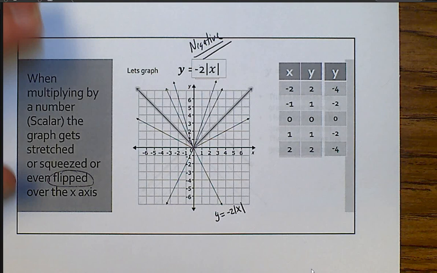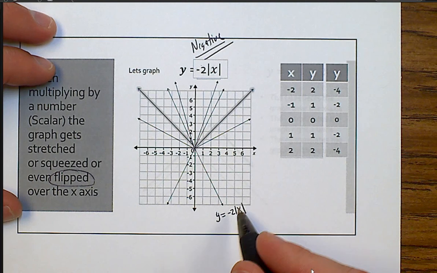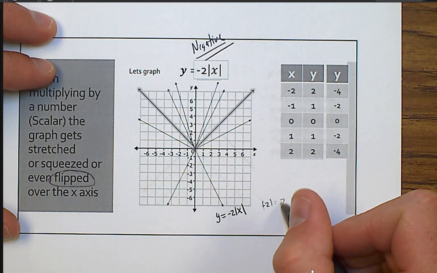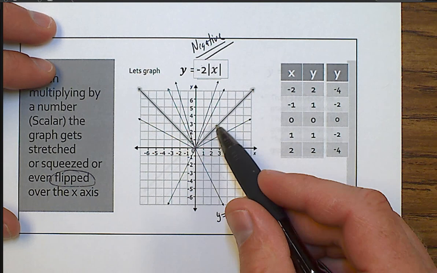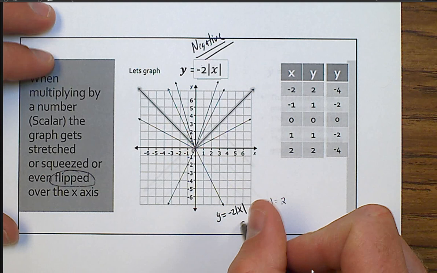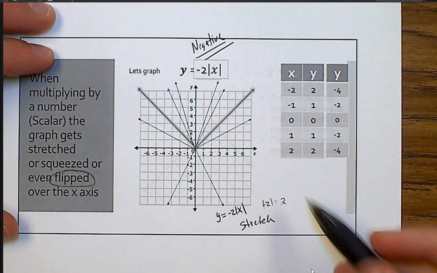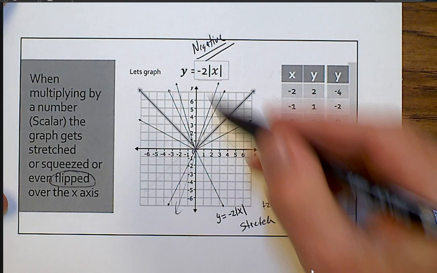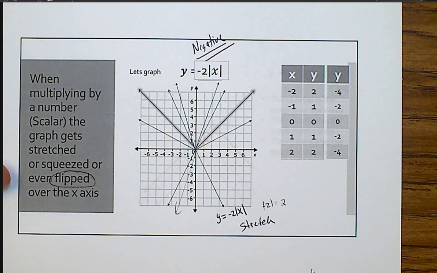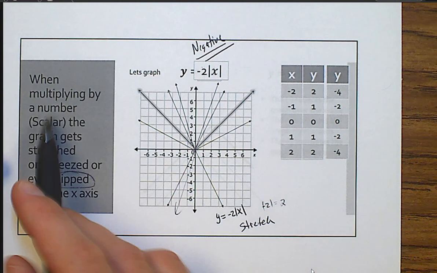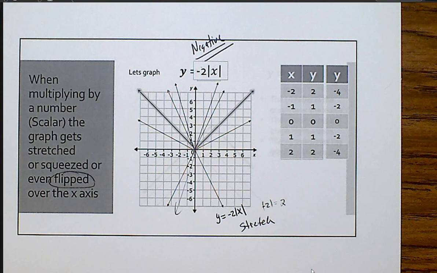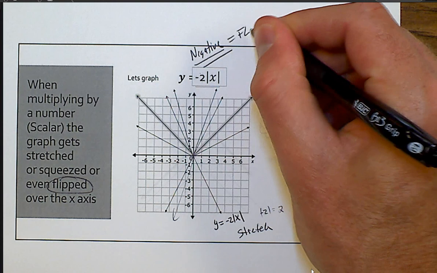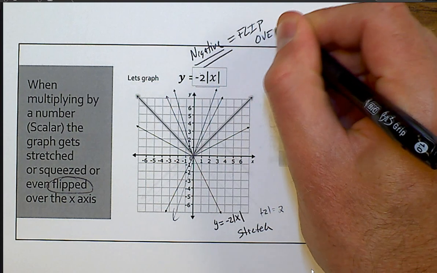So on this one, I do have negative 2, which immediately should tell you the graph is going to reflect over the x-axis, but if you take negative 2 and take the absolute value of it, you get a 2, which means this graph, compared to the parent function, still has a stretch to it, because 2 is larger than 1. You can see this graph is narrow. If it was 3, it'd be even narrower. Okay? A negative number flips it, and that's the only thing a negative number does. Okay? When multiplying a number or a scalar, the graph gets stretched or squeezed or even flipped over the x-axis. In this case, if you have a negative, that's going to flip over the x-axis.